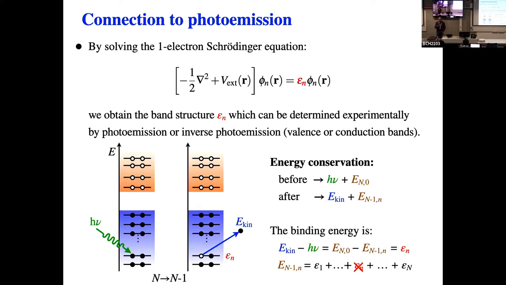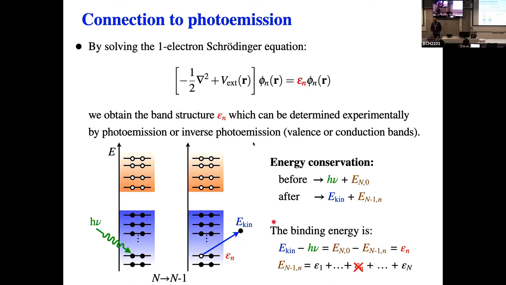As explained by Simo, in the photoemission experiment I am shining some rays of photons on my sample. It can be a solid or a molecule, and because of this incoming photon, one of the electrons is extracted, and it has a certain kinetic energy that I am going to measure. So we go from a system of N electrons to a system of N minus one electrons, and there is energy conservation. Before, I had my photon with an energy h nu, and I had my system of N electrons in their ground state, En zero. After, I have an electron which has now a kinetic energy, and a system of N minus one electrons in a given excited state n, because it's not the ground state.